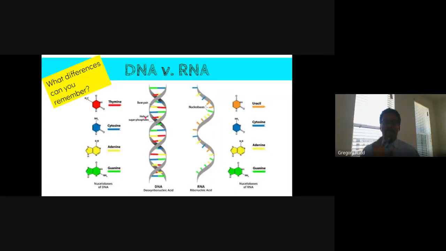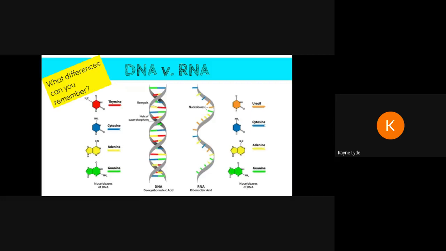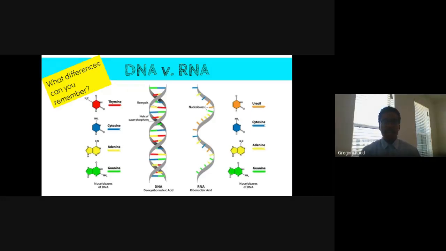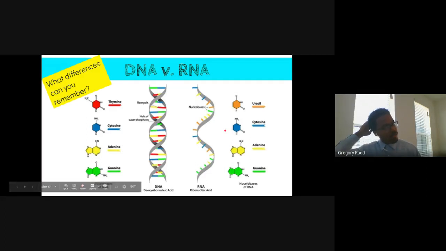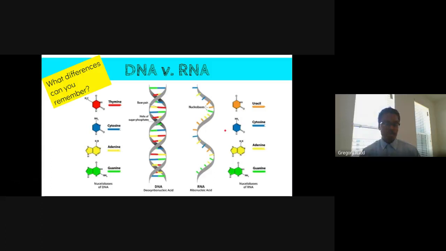All right, do you all remember any differences between DNA and RNA? Can someone give me a single difference between these two? DNA is double helix. Excellent, Kyrie. DNA is a double helix versus RNA, which is a single helix. We can see that here. What else? Anybody else have another difference between DNA and RNA for us?